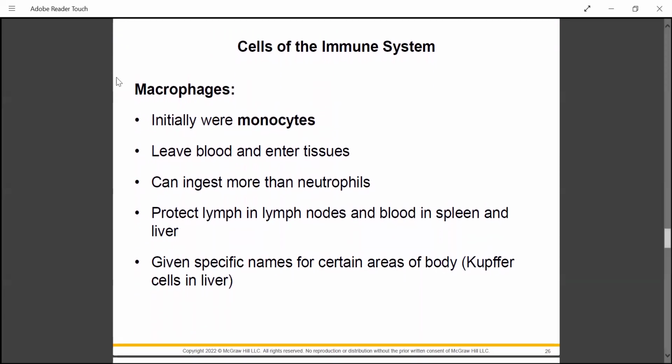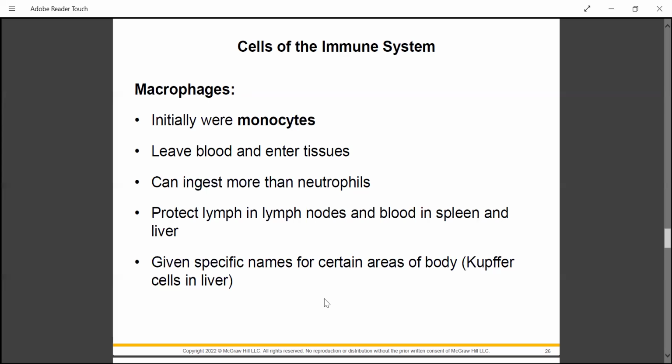All right, macrophages. This is our other main phagocytic cell outside of our neutrophils. Remember, these are initially called monocytes. They start off as monocytes and then become macrophages. They leave the blood and enter tissues. They can ingest more than neutrophils just because they're larger. And their main job is to protect our lymph within the lymph nodes. We also find a lot of these in our spleen and liver where we have a high blood flow.